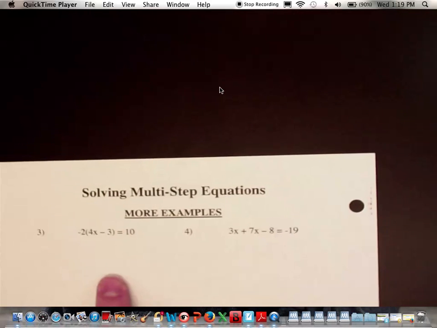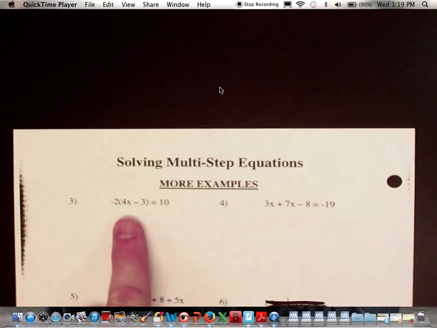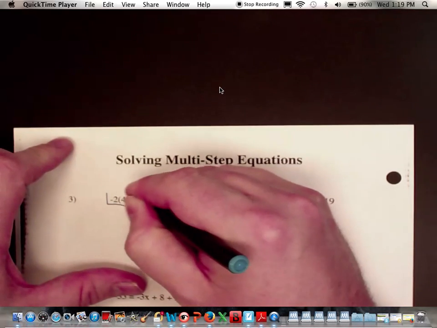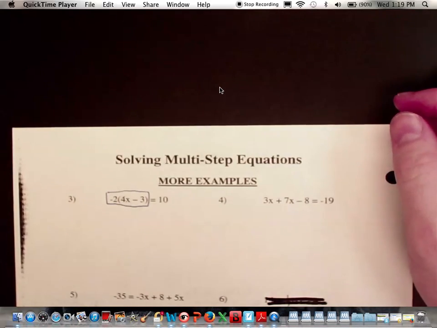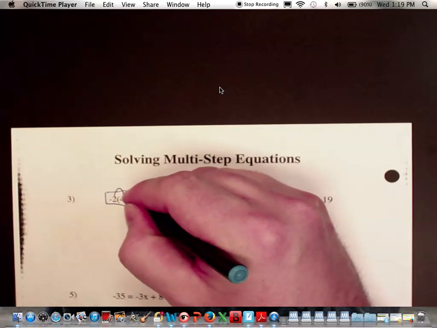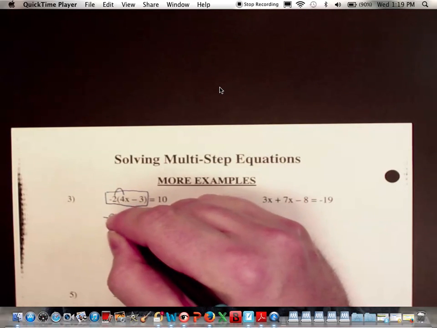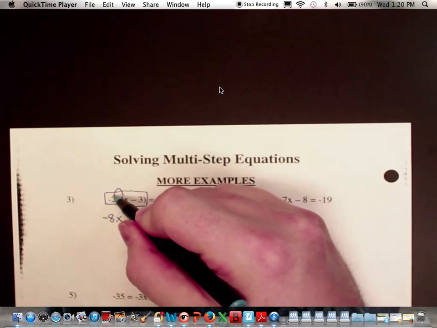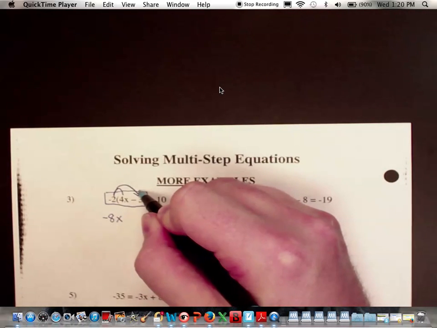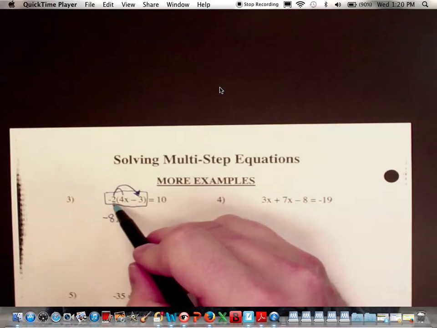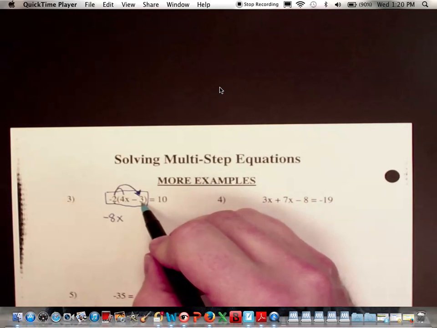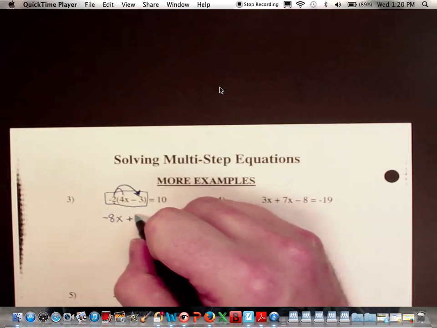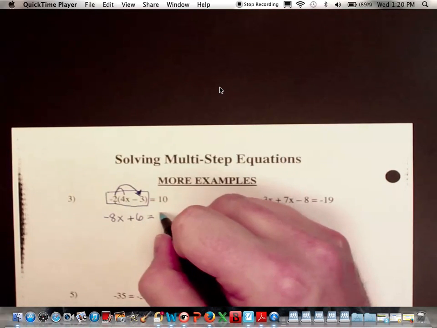So this one right here on number 3, I should know right off the bat that this part right here is the distributive property. So I'm going to distribute. That's negative 2 times 4, which is negative 8x. Then I'm going to take the negative 2 and multiply it by negative 3. Negative 2 times negative 3, because that's minus, negative 3 is going to give me plus 6 equals 10.